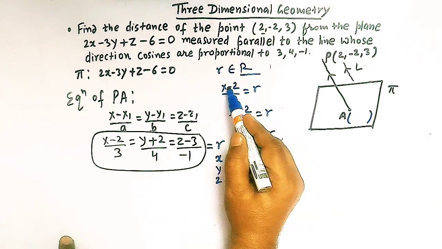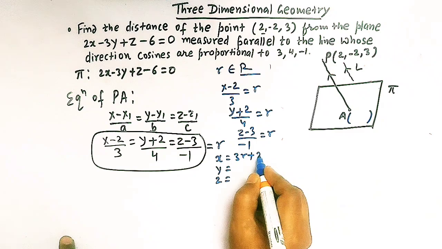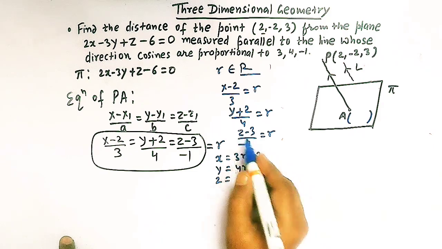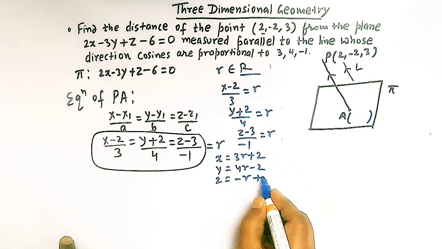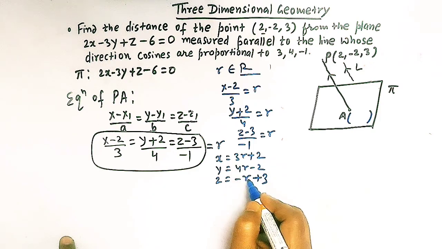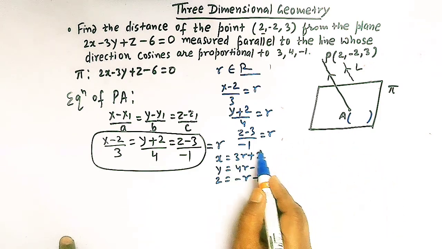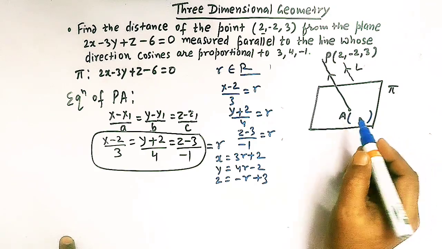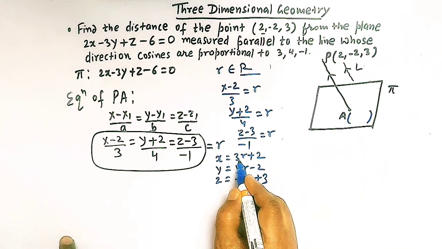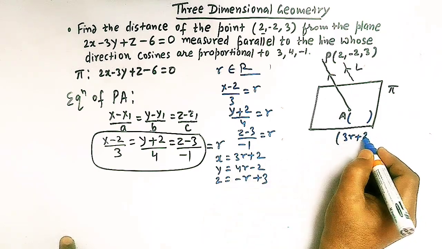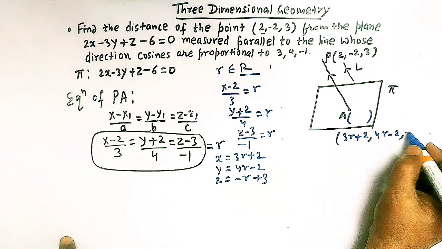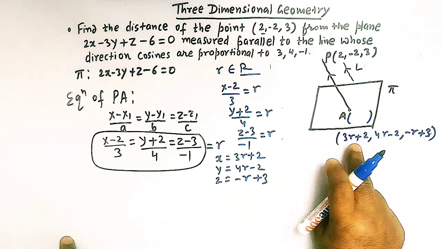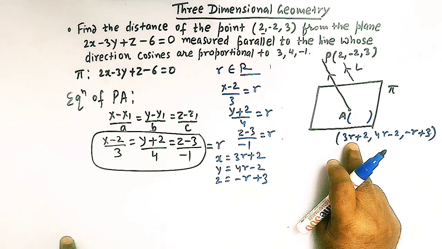So x is 3r plus 2, y is 4r minus 2, and z is minus r plus 3. Right. So for some value of r, this coordinate is represented by this point A, right? So the coordinates of this point A may be taken as 3r plus 2, 4r minus 2, and minus r plus 3 for some particular value of r. So our next aim is to get the value of this r.